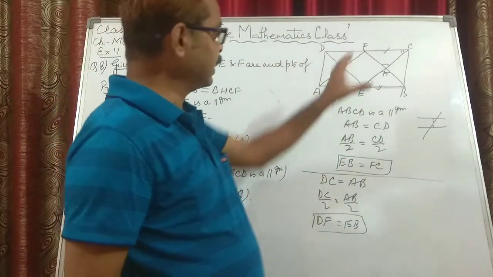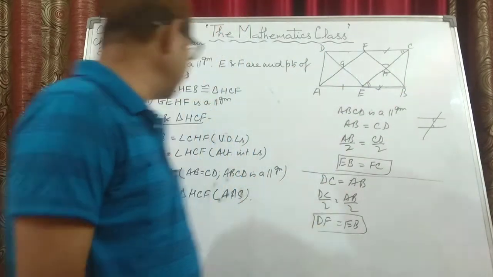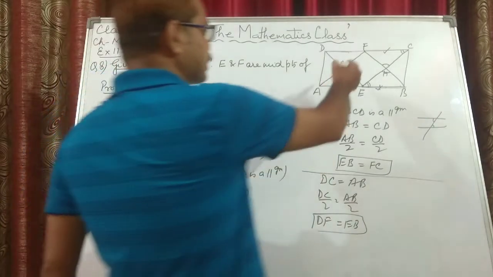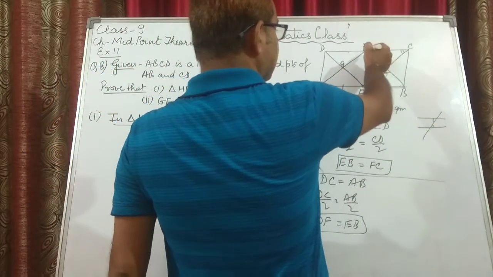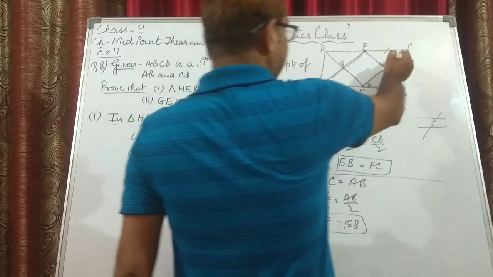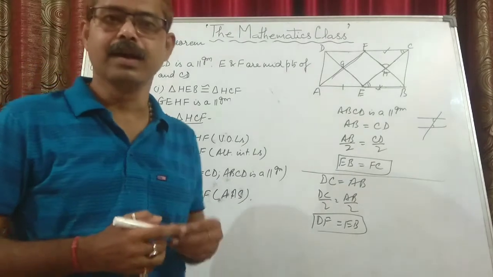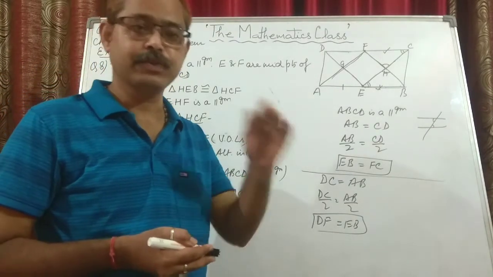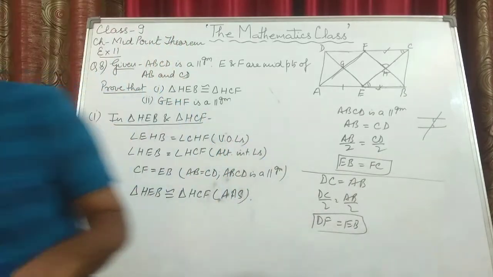So what we can say is that DEBF is a parallelogram. It means this side and this side are parallel. Similarly, we will prove this side and this side parallel. So opposite sides are parallel. Both pairs of opposite sides being parallel, therefore it will be a parallelogram. Now I will move on to the solution part.